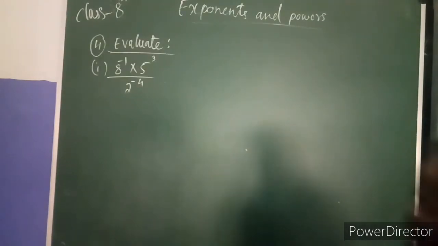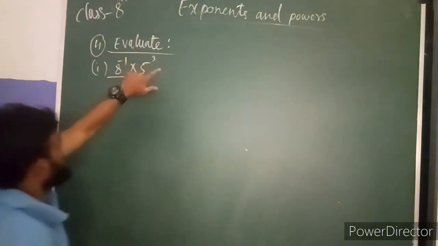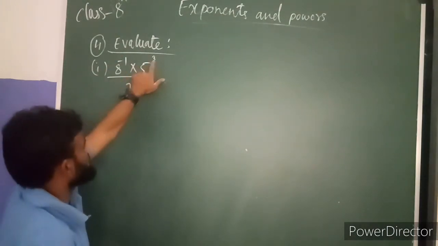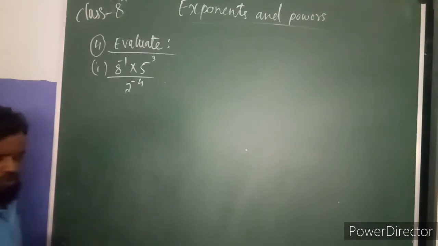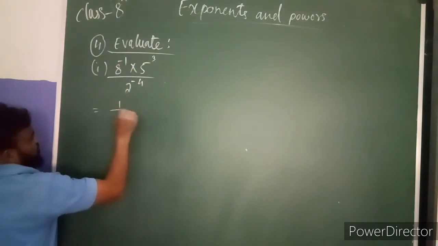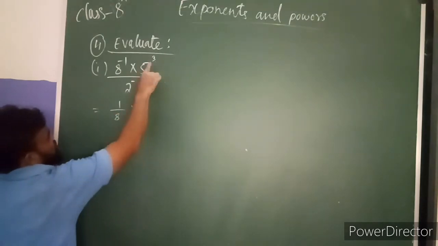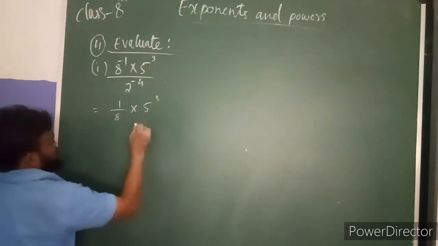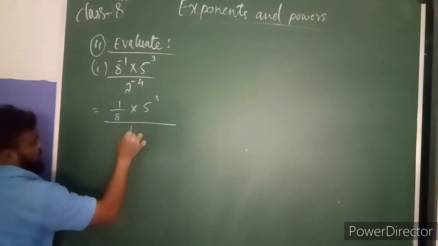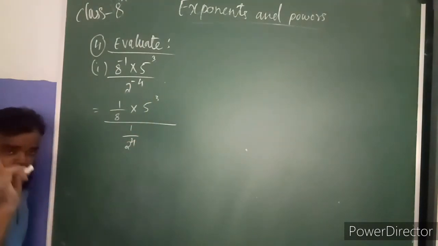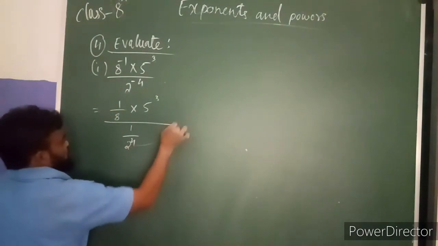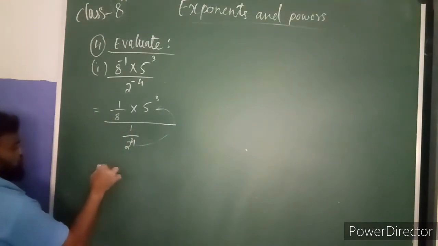Now listen, the fourth main, first question. Evaluate. Only the first sub question will be there. The first question is 5^3 into 2^-4... written as a fraction, 1 divided by 8 into 5 cubed, divided by 2 to the power of minus 4. I can write 2 to the power of 4 with a positive sign, since in a fraction we can change the sign. A double fraction we cannot keep.